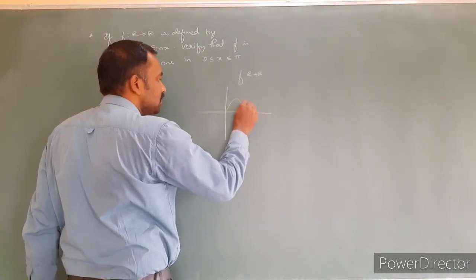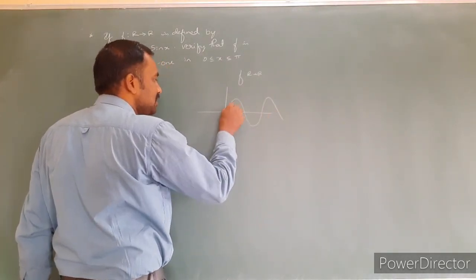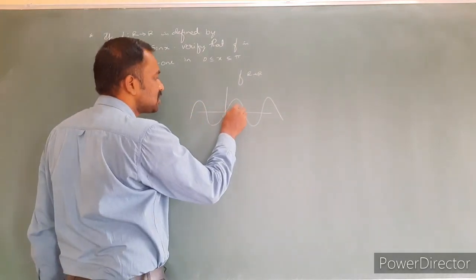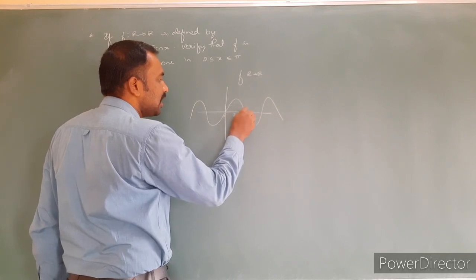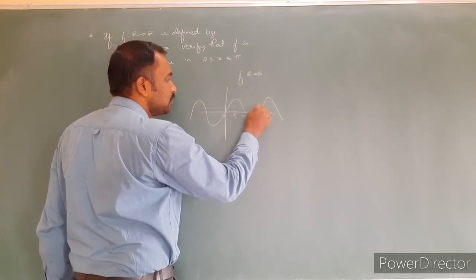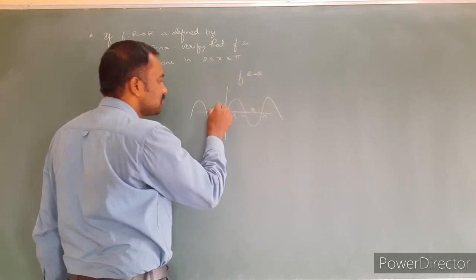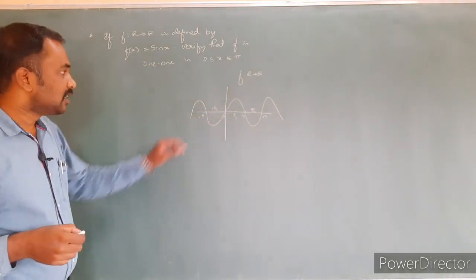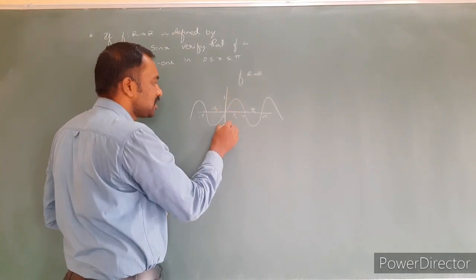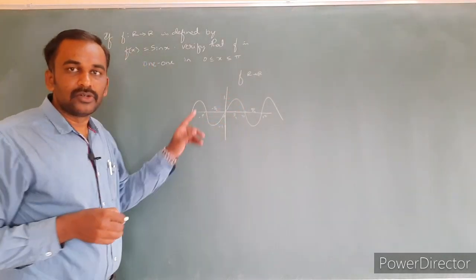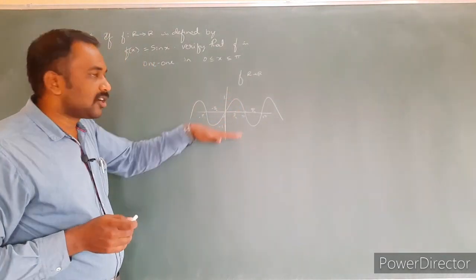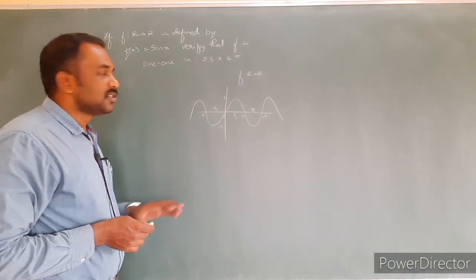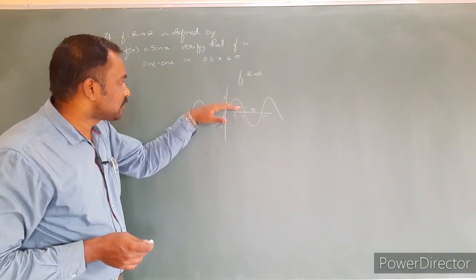Just for convenience, I have taken a graph of the sin function. This is the graph of the sin function. Here it is 0, here is π/2 and π, 3π/2 and then 2π. Similarly, on the negative side, -π/2, -π and so on. We can observe that the sin function lies between -1 and +1.